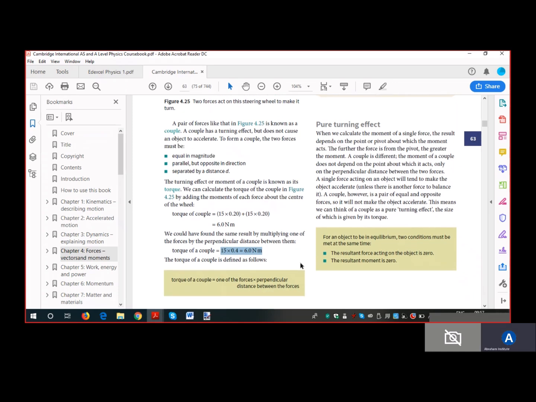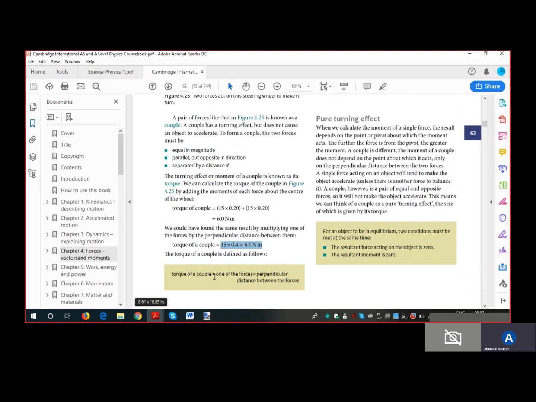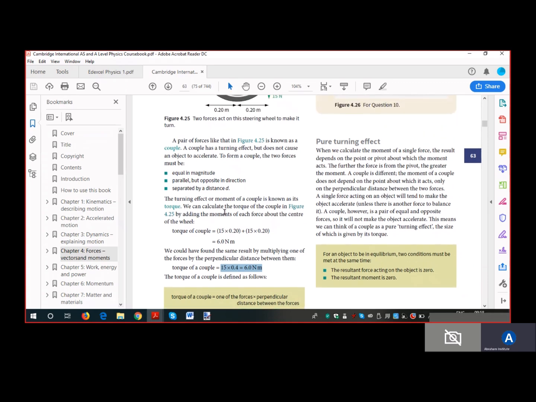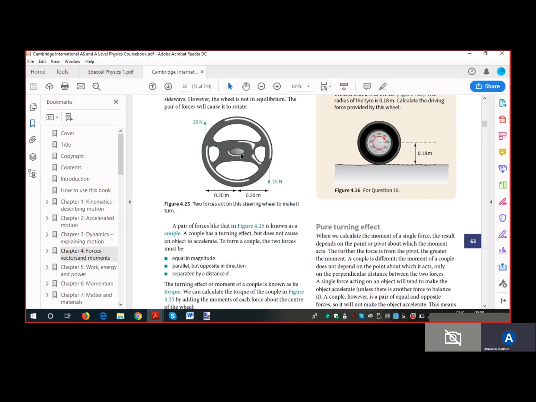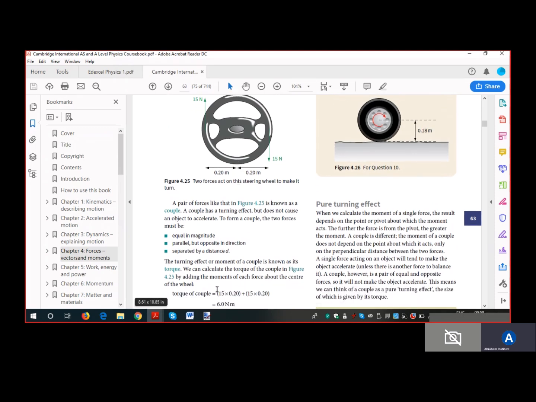So by definition, torque of a couple equals one of the forces into perpendicular distance between the forces. You can do it this way, the method that we used when we were calculating moments separately. So we take moments about this point. So this is one clockwise moment, this is another clockwise moment, and then we add the two together, which is what they have done here.